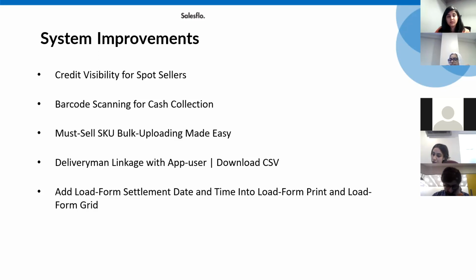And the last minor update that we've done is that at the load form grid, if you guys remember, there was no load form settlement date or time being written. It was just simply the load form number and what time it was generated, right? And the delivery for any load form. So now what we've done is we've also added a timestamp of the load form settlement date and at whatever time it was settled in the system. So now the users will also be able to see that on the grid.